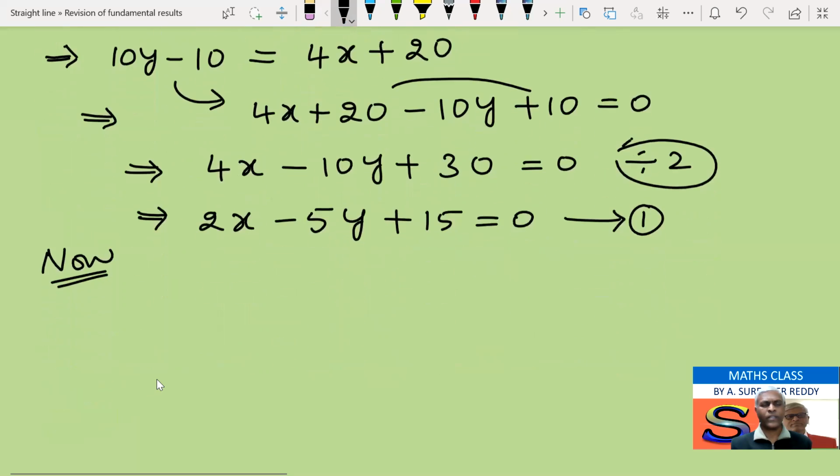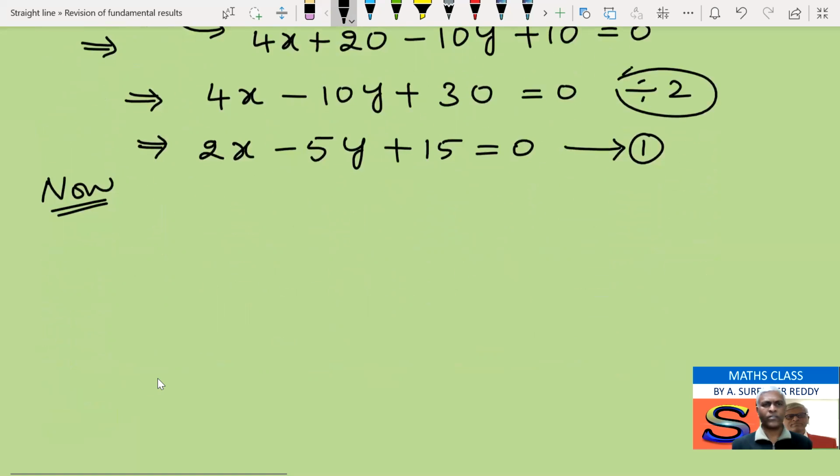Now, if this equation passes through C also, if C is also on this line, then all the 3 points are collinear. That means all the 3 points lie on the same line. This line is passing through A and B. If the third point is also on this line, that point should satisfy this equation.